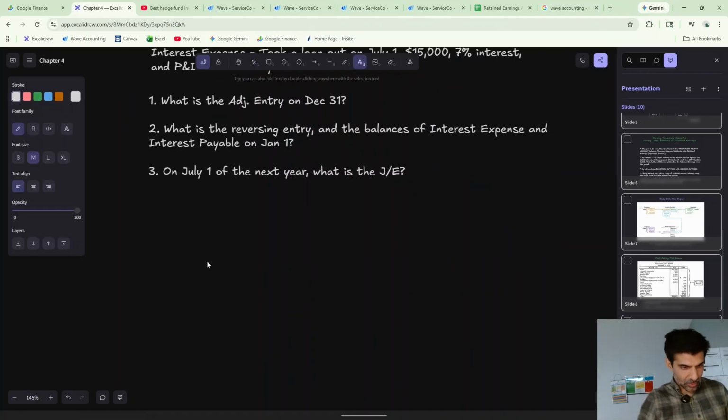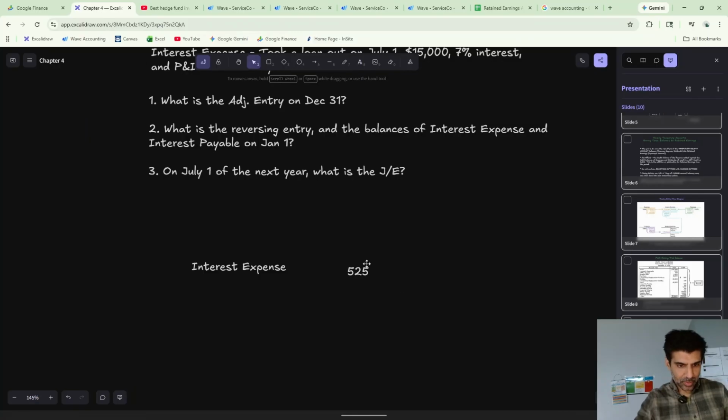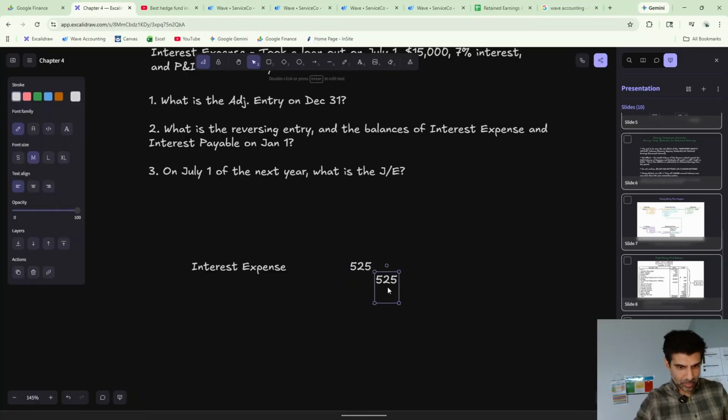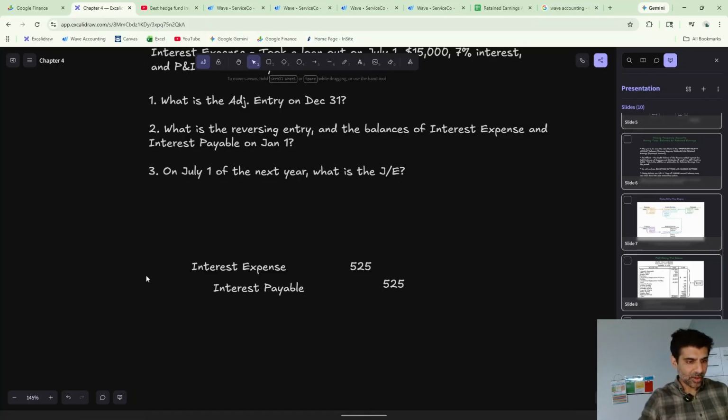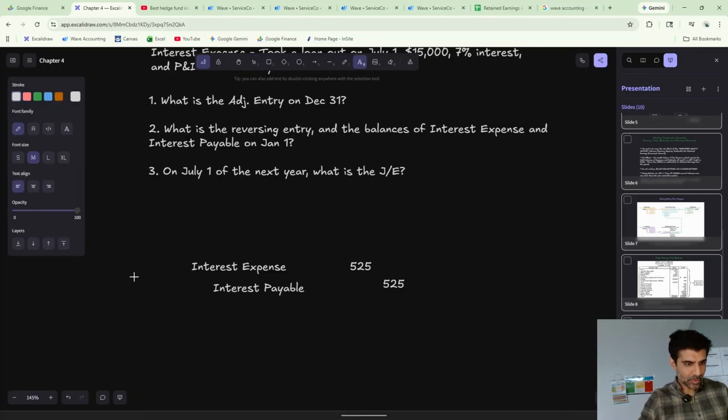So I'm going to do interest expense, 525, and then I'm going to have a credit. What's my credit account? Interest payable, exactly. And this is going to be on what date? What is the date of an adjusting entry? December 31st. Okay, so now this is answer number one.